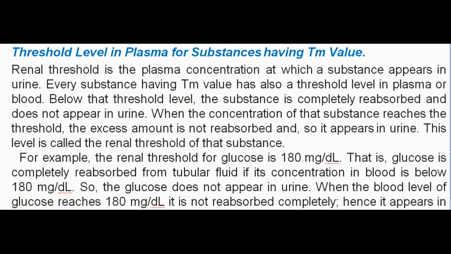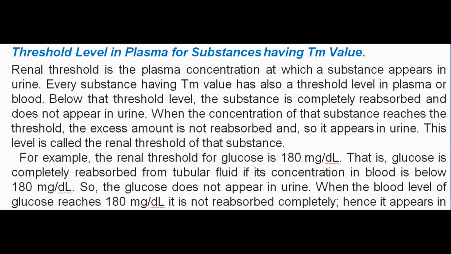Threshold level in plasma for substances having Tm value. Renal threshold is the plasma concentration at which a substance appears in urine. Every substance having Tm value has also a threshold level in plasma or blood. Below that threshold level, the substance is completely reabsorbed and does not appear in urine. When the concentration of that substance reaches the threshold, the excess amount is not reabsorbed and so it appears in urine. This level is called the renal threshold of that substance.